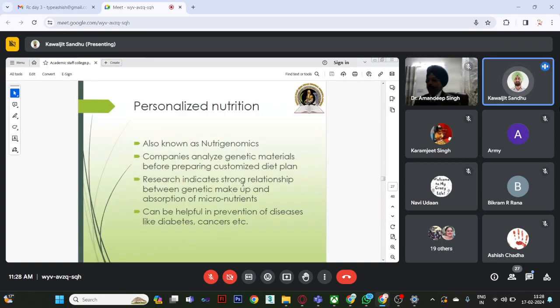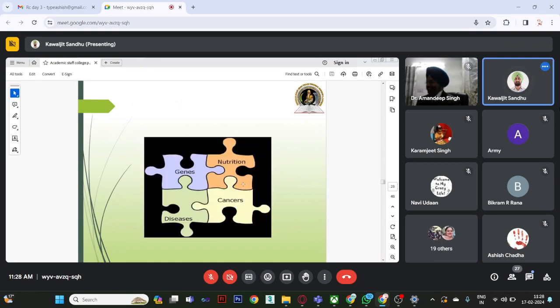Then we have personalized nutrition or nutrigenomics. So your genes will be studied and what kind of foods you should eat will be recommended. That will be helpful in prevention of diseases like diabetes and cancers in future. So you will have your genes screened, and scientists will advise you what kind of food you should eat or what you should avoid.